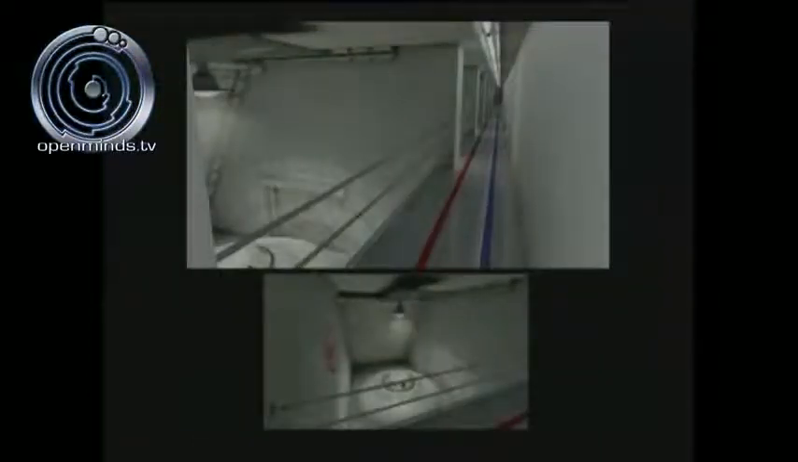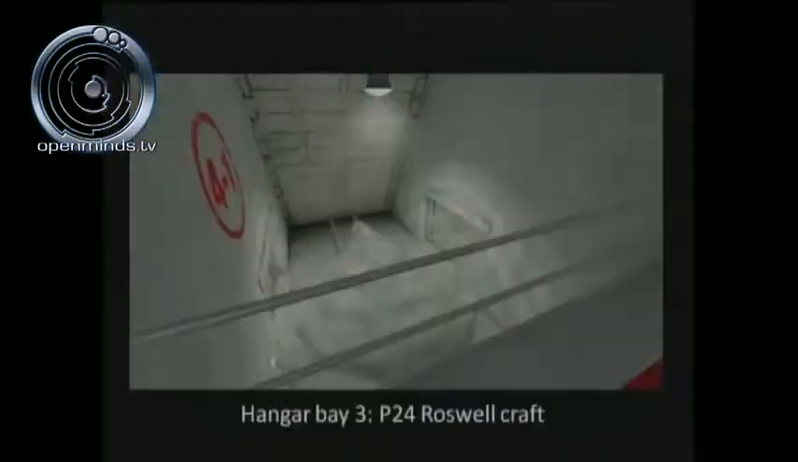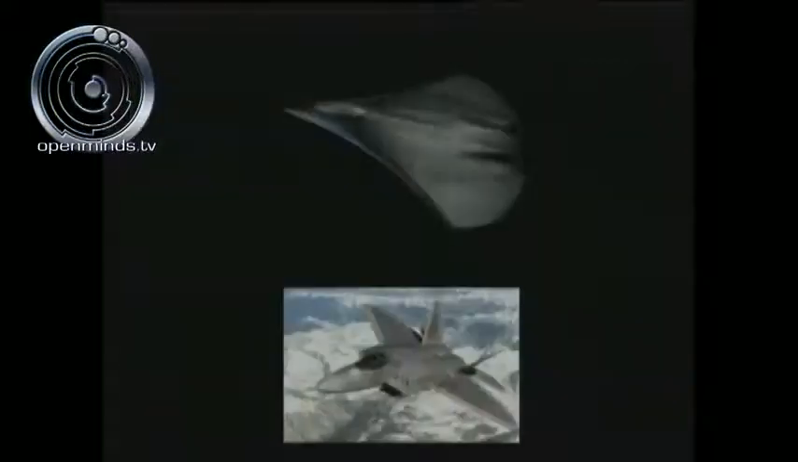Now, 4-1, looking down through the catwalk to the left-hand side. This is the first hangar bay, the 52-foot diameter Bob Lazar sport model. So we're looking down through the catwalk. Over here we have Hangar Bay 2, which again is believed to be the same craft or an alien reproduction vehicle. Hangar Bay 3 is the P-24 Roswell craft. You'll notice the 4-1, we're at Area S4, Level 1.